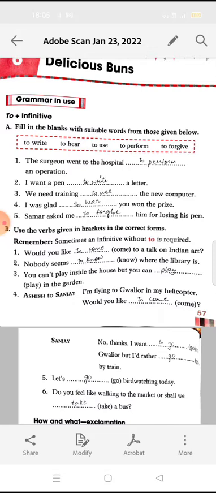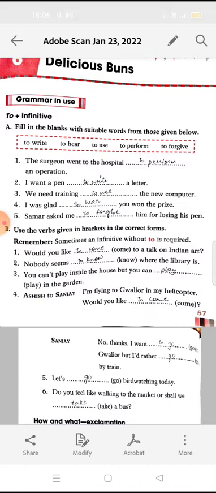First one says fill in the blanks with suitable words from those given below. What are the words given below? To write, to hear, to use, to perform, to forgive. Remember, whenever we use the verbs with to, we never change the forms of verbs. They are used in their root form. Their actual, simple first form, they are used as it is with to. After to, if we are using a verb, we cannot make it ing, we cannot add ed to it, we cannot add t to it, nothing can be done.